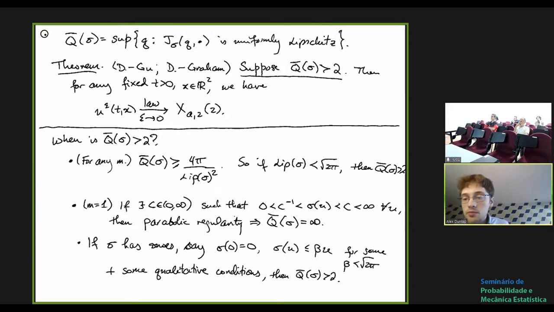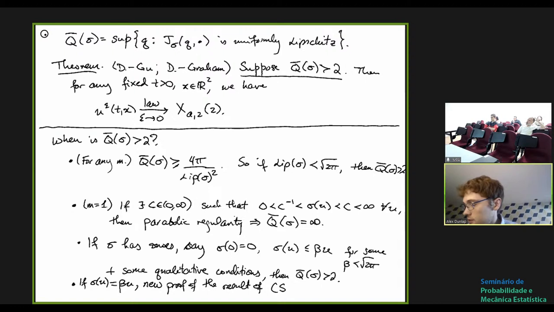Now let me finish by tying this back to the examples that we knew about. If sigma of u is equal to beta times u, then we get a new proof of the result of Caravenna, Sun, and Zygouras. So we exactly recover their results. In this case, the forward-backward SDE can be solved explicitly, and the solutions are log normal. And so we recover the log normal result that Caravenna, Sun, and Zygouras proved.